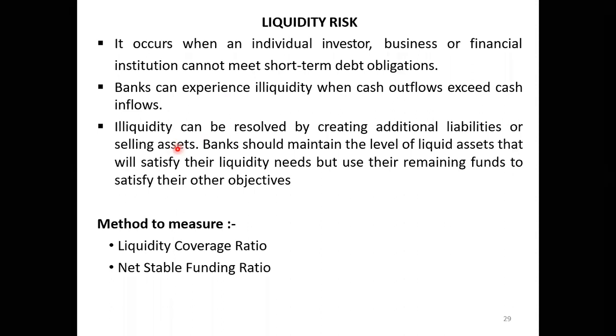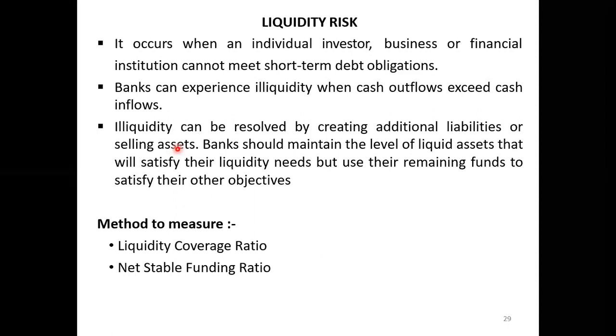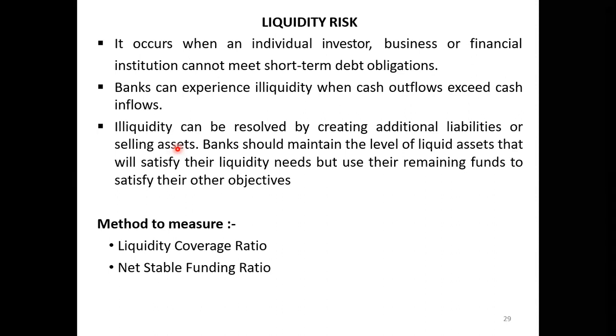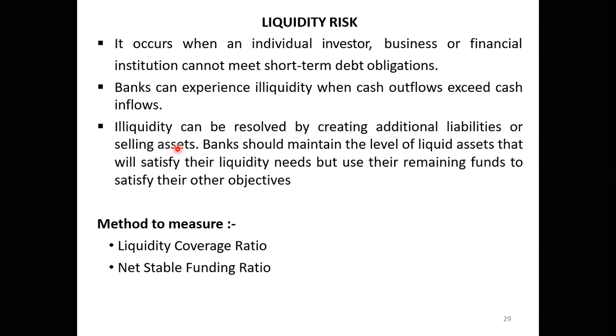If they have liquid assets, such as bonds or other liquid assets like treasury bills, they can sell them in the secondary market and quickly convert the assets into cash. So banks should maintain the level of liquid assets that will satisfy their liquidity needs, but use their remaining funds to satisfy the objectives.